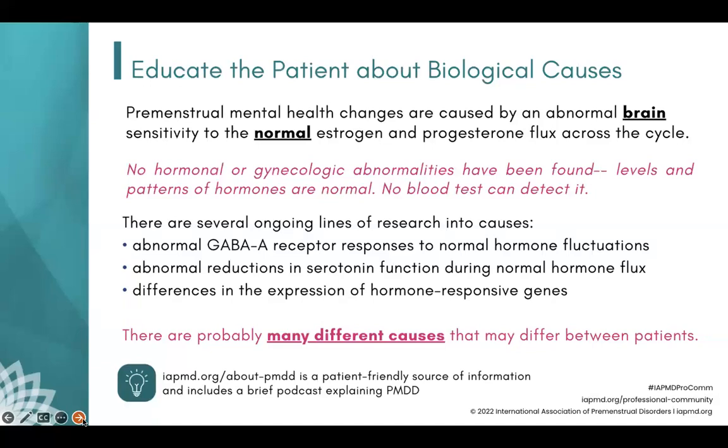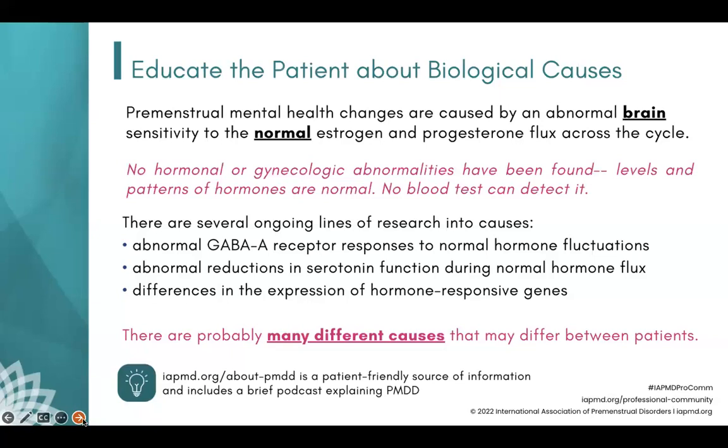So it's really important to educate patients about these biological causes. It's important for people to understand that premenstrual mental health changes are caused by an abnormal brain sensitivity to the normal estrogen and progesterone flux across the cycle. In many studies, no hormonal or gynecologic abnormalities have been found. Levels and patterns of hormones are normal, and no blood test can detect it.